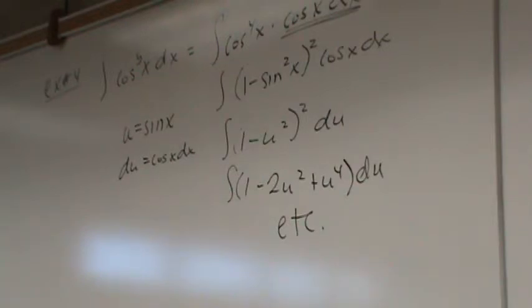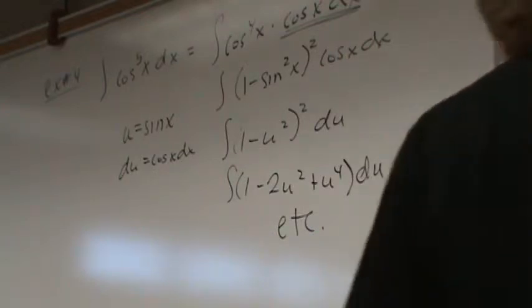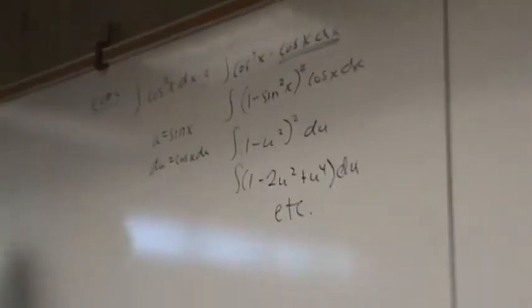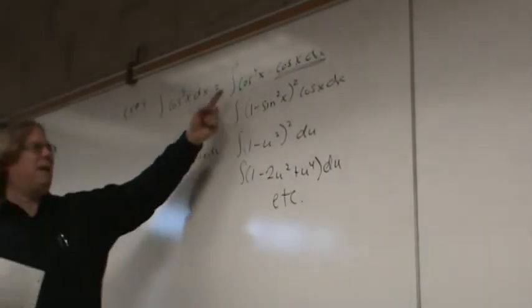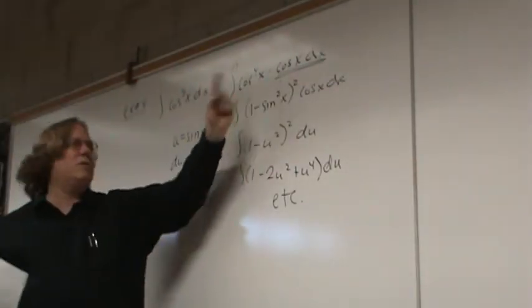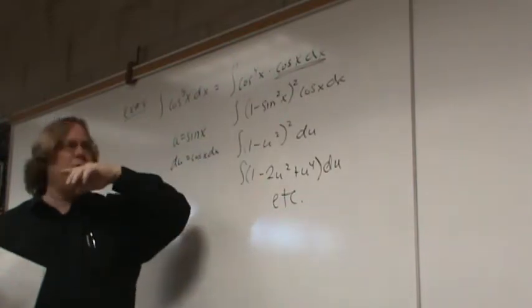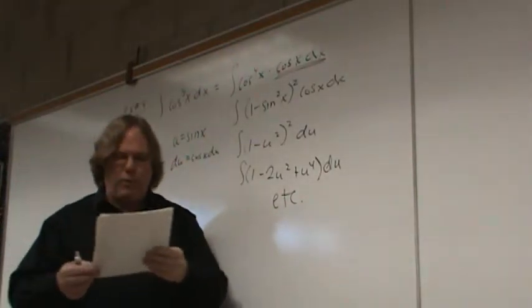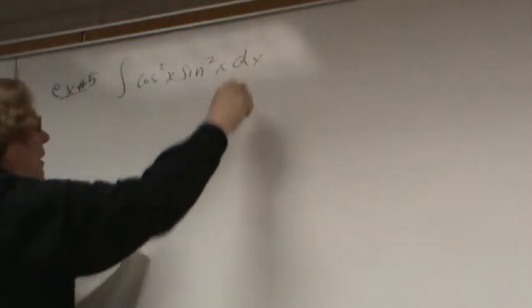Now, here's the weird thing though. When my powers of sine and cosine are odd, then it becomes very easy. I peel off one of the sines or cosines and put it as my du. But what if the powers of sine and cosine are both even? Here, let me give you this one. Example number 5. This is the integral of cosine squared x sine squared x dx. Go ahead and write that down.